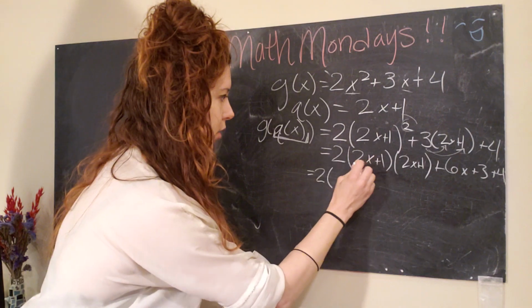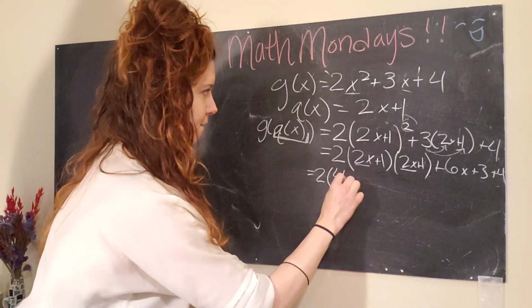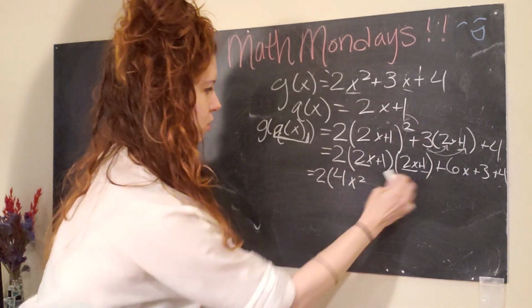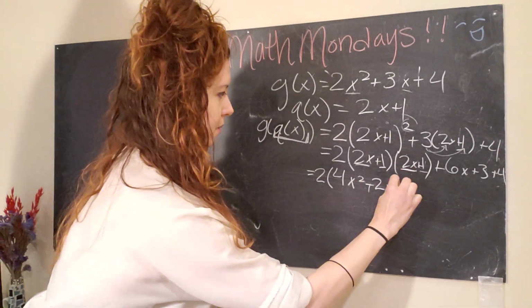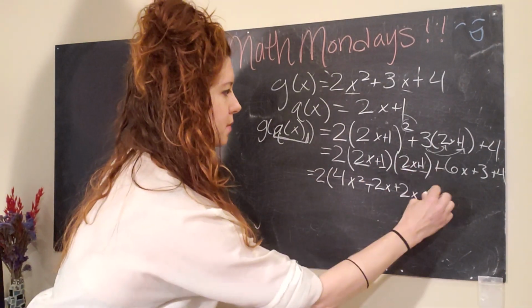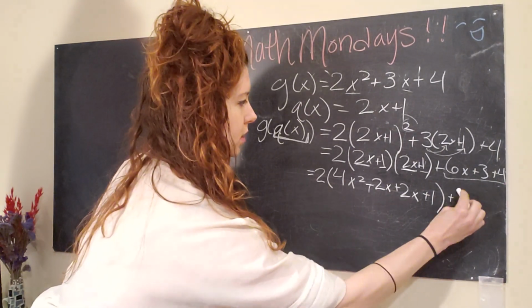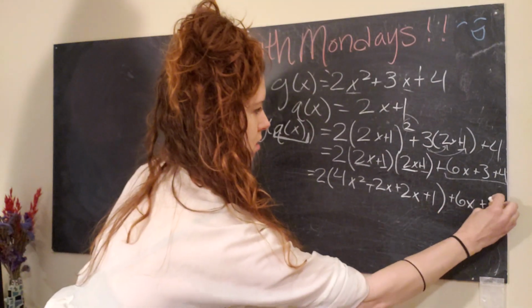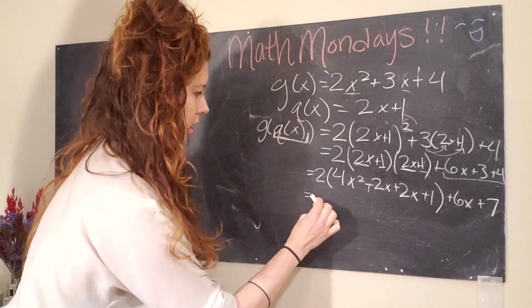So 2x times 2x is going to give me a 4x squared. 2x times 1 is going to give me a plus 2x. 1 times 2x is going to give me another plus 2x. And 1 times 1 is just 1. And again, this comes down, plus 6x. 3 plus 4 is 7. All right, and now we can bring in the 2.